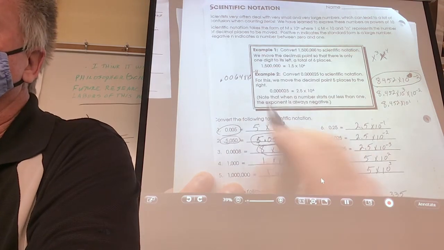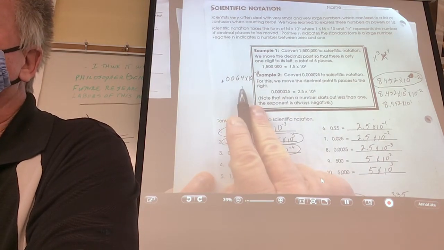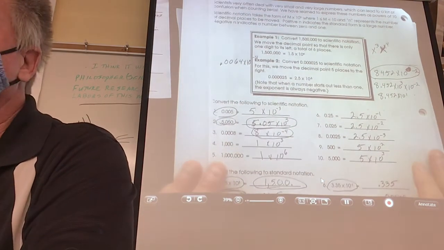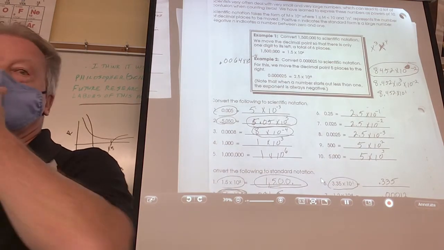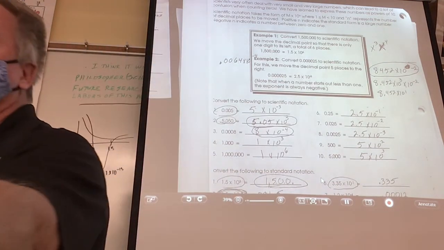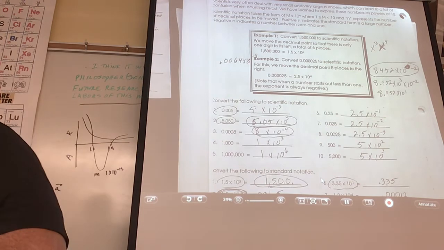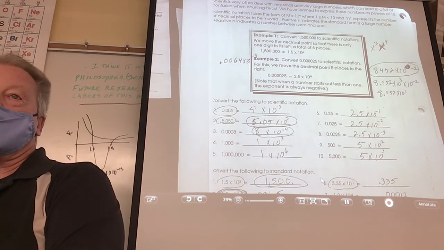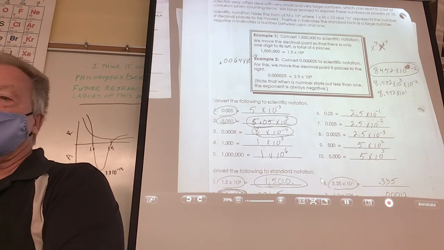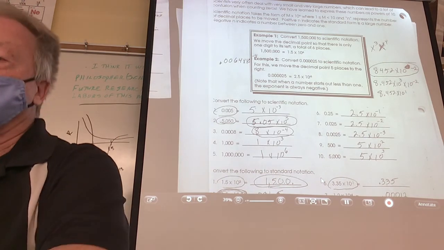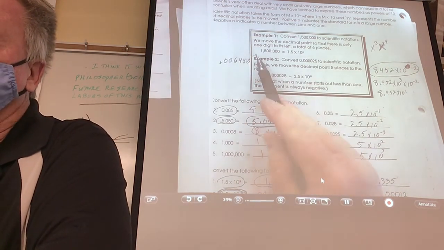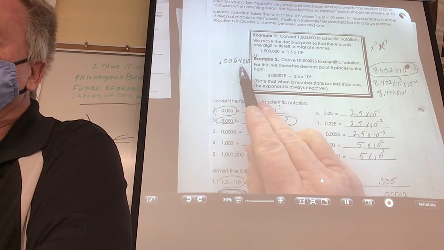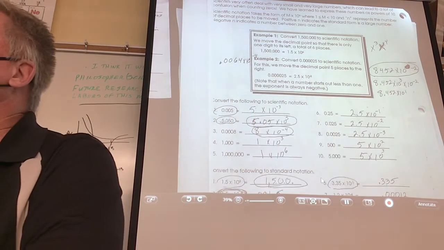Okay, I ran out of space. 0.0064 times 10 to the minus 4th. Okay. All right, try method 1 and see what you get. Then try method 2 and see if you get the same answer. Is it 10 to the negative 6? Yeah, 10 to the minus 4. So it's 0.0064 times 10 to the minus 4th.